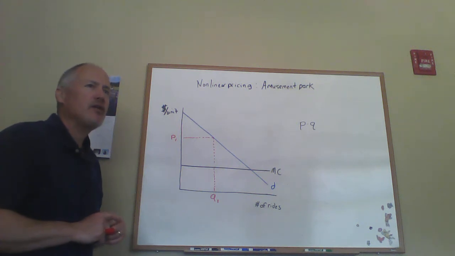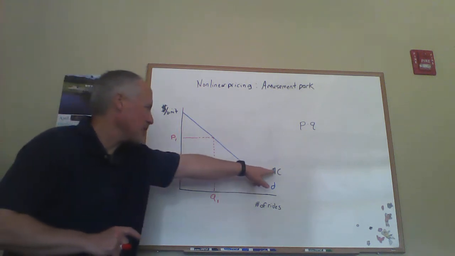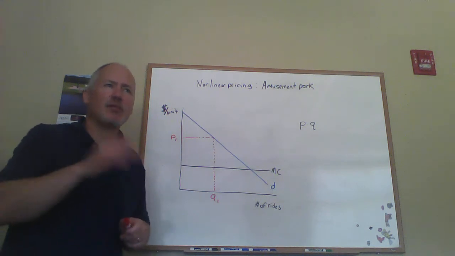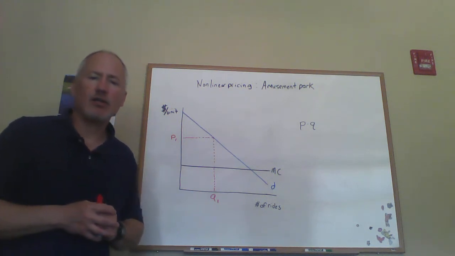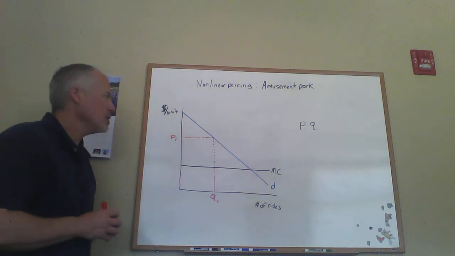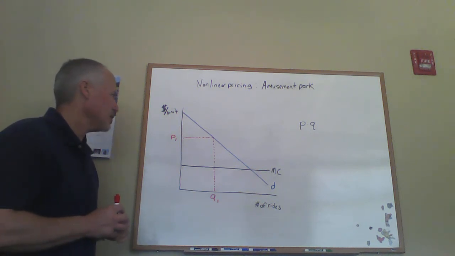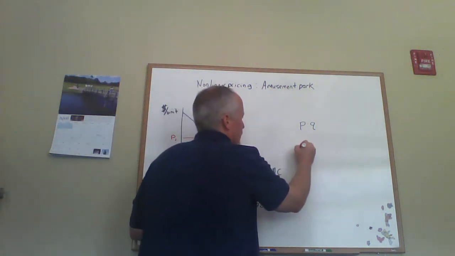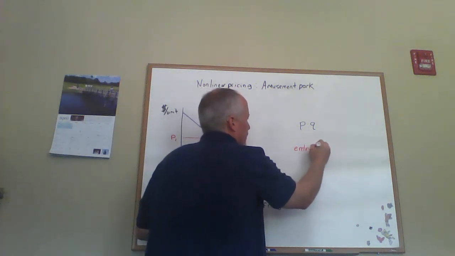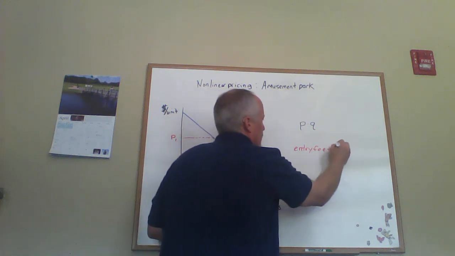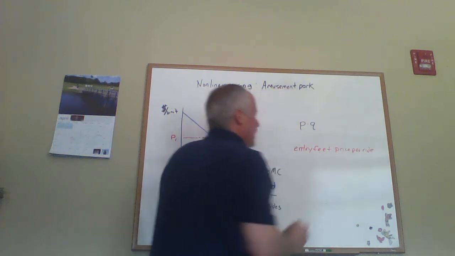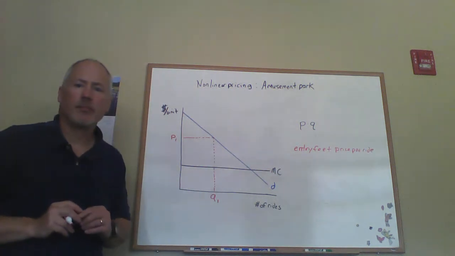Now, if you're the monopolist charging a single price, and this also happens to be the average cost, then this would give you the profit here. If we leave that aside and just think about revenue, how can you get more revenue? There's a way you could get more revenue from this person, and that is to charge them an entry fee plus a price per ride.